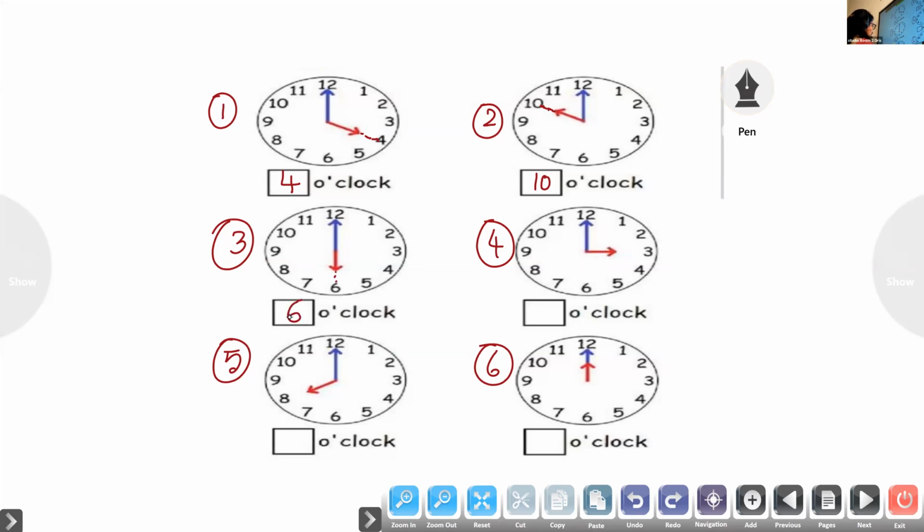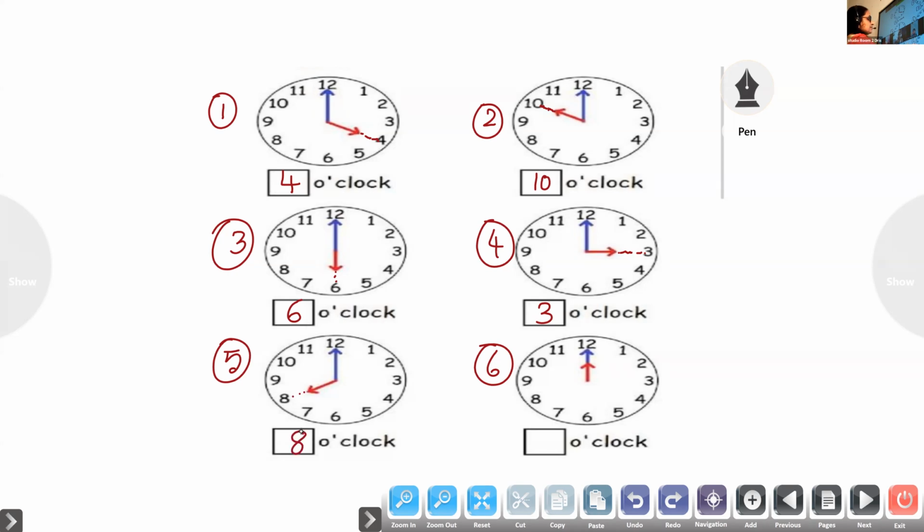Good. Thank you, ma'am. Now, Jawan. After telling the answer, you can mute. Ma'am, fourth one, 3 o'clock. Good. The shorthand is at 3. So the time is 3 o'clock. Prarthana. Yes, ma'am. Fifth one, 8 o'clock. The shorthand is at 8. So the time is 8 o'clock.